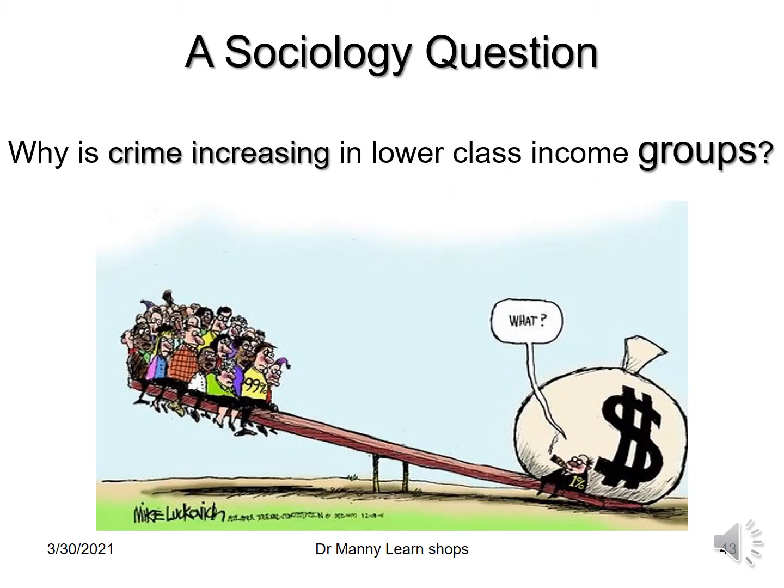Here's a sociology question. Why is crime increasing in lower class income groups? So why is crime increasing amongst poor people or people who don't earn much money? And that can be related to every country and every related society of that country. In this course, we want you to think a little bit more in comparison to the behavioural sciences course.